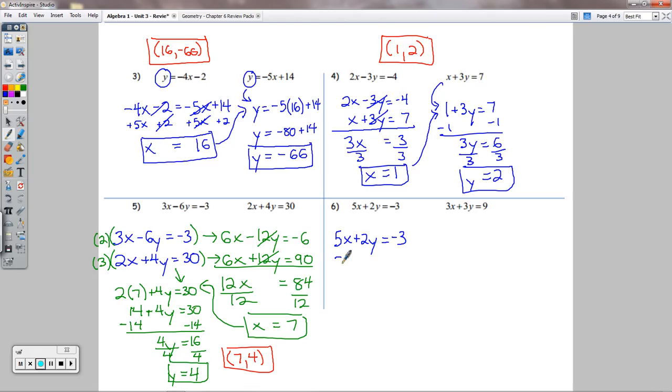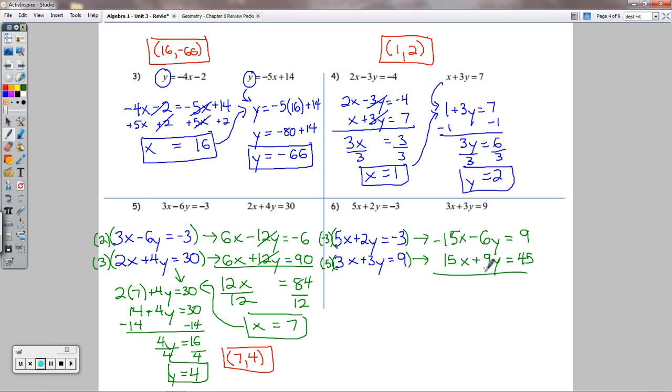So I'm just going to rewrite the equations so that they're on top of each other here, and then figure out what to multiply by. So if I want to get the x's to cancel, I could multiply this by negative 3, and I could multiply this one by positive 5. Multiply everything by negative 3, that leaves you with negative 15x minus 6y equals 9, and that would be 15x on the bottom, positive 15x, plus 9y equals 45.